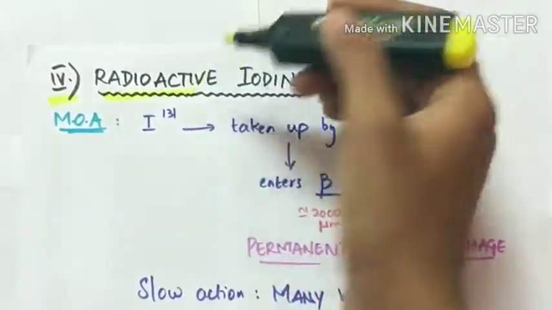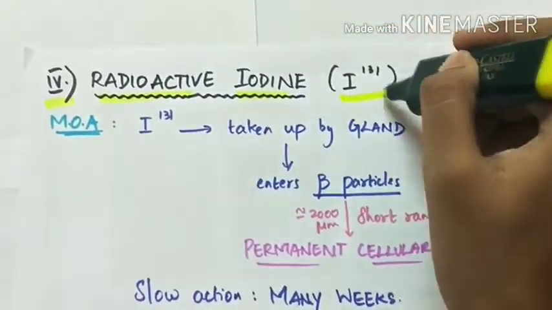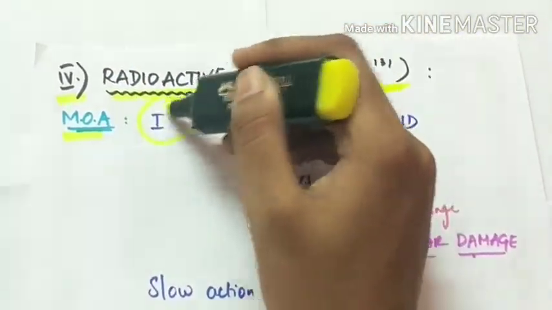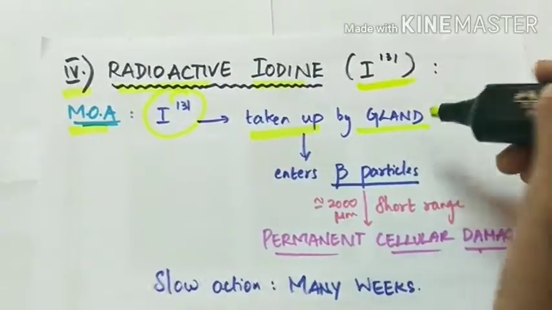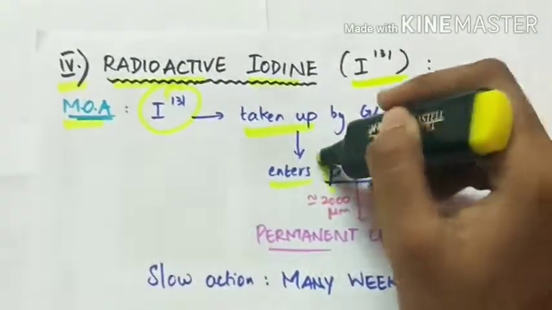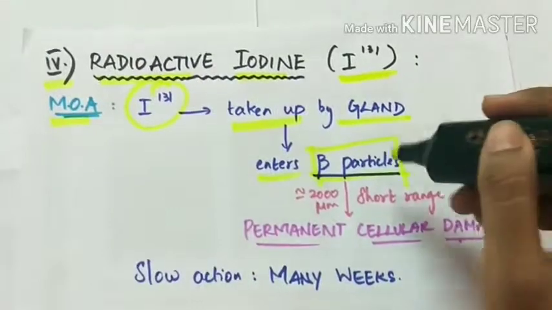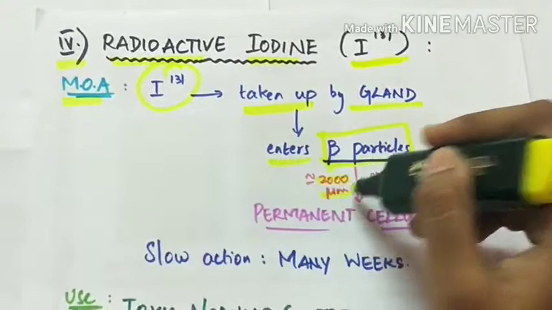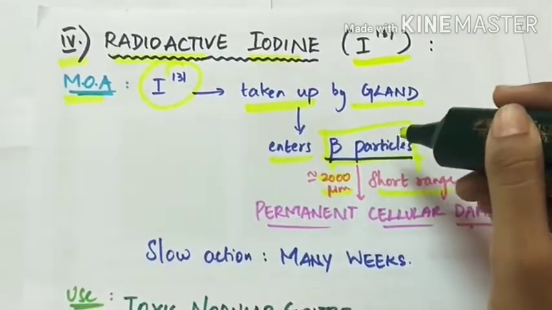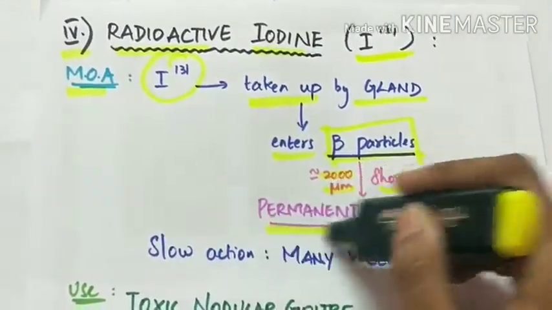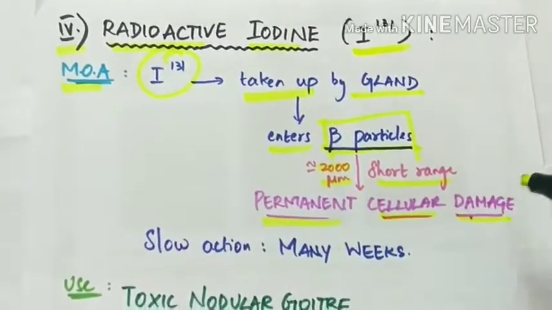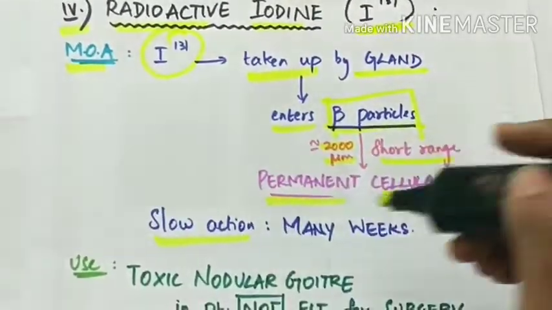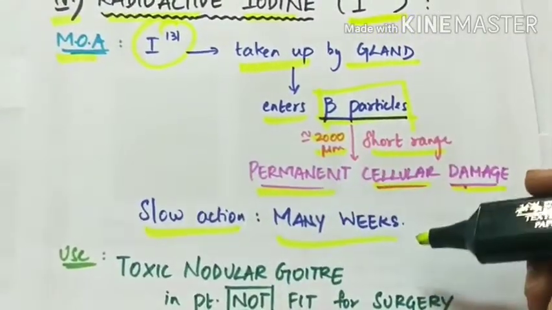Fourth is radioactive iodine, I-131. Mechanism of action. The radioactive iodine is taken up by the gland, which emits beta particles. The beta particles are short range, approximately 2000 micrometers. So these beta particles are responsible for the permanent cellular damage of the thyroid gland. But it is slow acting, so action takes many weeks.